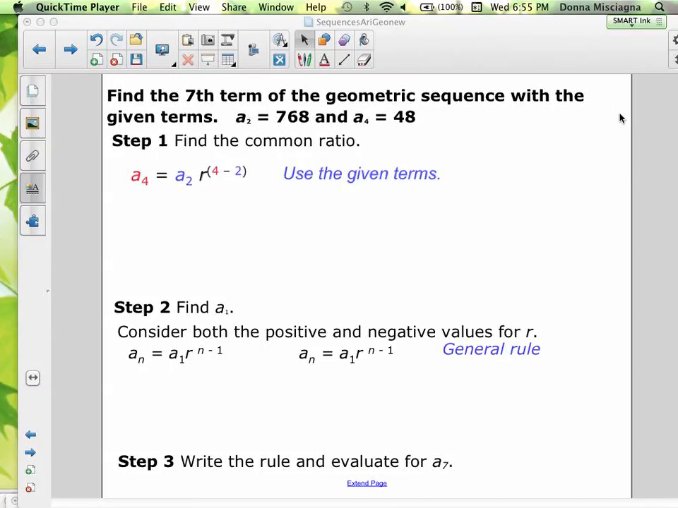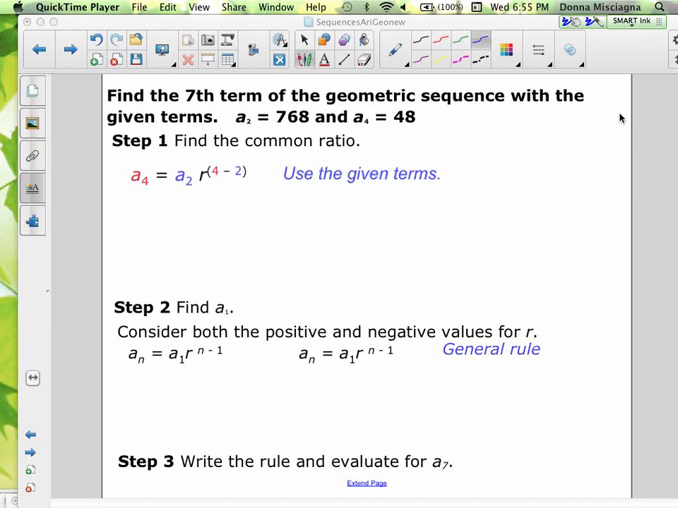Welcome back. All right, let's do some more with geometric sequences. So we're going to find the seventh term of the geometric sequence with the given terms. A2 is 768, A4 is 48. All right, so first of all, we have to solve for our common ratio.